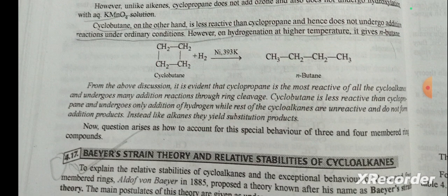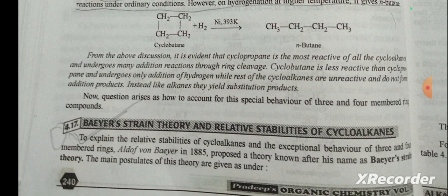From the above discussion, it is evident that cyclopropane is the most reactive of all the cycloalkanes and undergoes many addition reactions through ring cleavage. Cyclobutane is less reactive than cyclopropane and undergoes only addition of hydrogen, while the rest of the cycloalkanes are unreactive and do not form addition products. Instead, like the alkanes, they yield substitution products. Now the question arises: how do we account for this special behavior of three and four membered ring compounds?